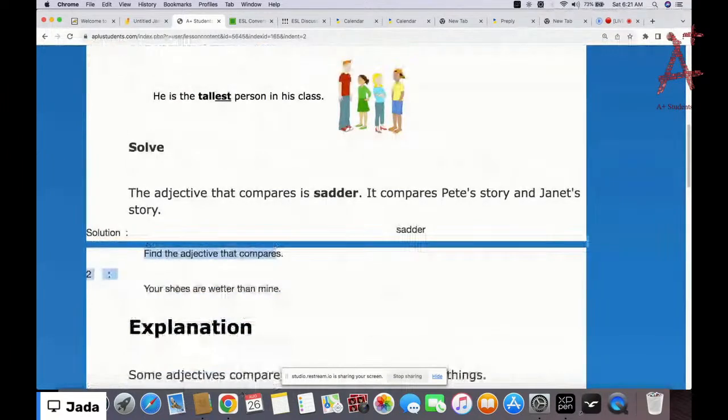Your shoes are wetter than mine. So once you have wetter, you know that that is comparative and it's between two people. Okay.